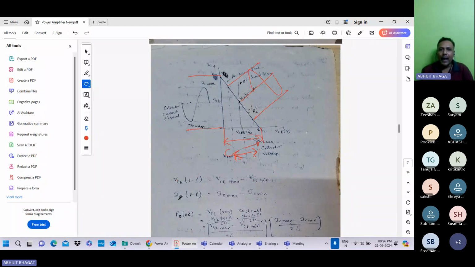Okay. Same for IC peak to peak. IC peak to peak means for our waveform this is the IC peak to peak current. Clear? And VC min reaches up to this point and IC max reaches up to this point. So IC peak to peak equals IC max, this one, minus IC min, this one. Clear? We also discussed peak to peak in the last class.